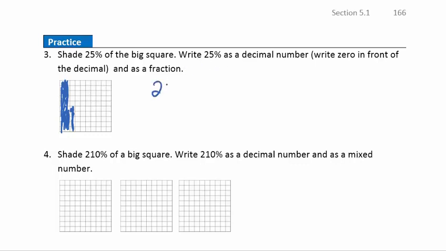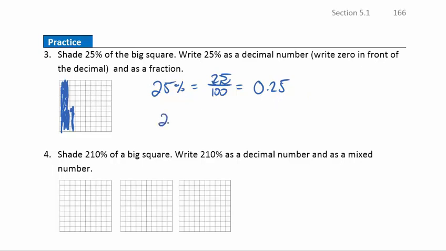So let's see, 25%. Well, that means 25 out of 100. To write this as a decimal, dividing 25 by 100 is going to take that decimal and move it 2 places to the left. So I should get 0.25, or 25 hundredths, as my decimal number.